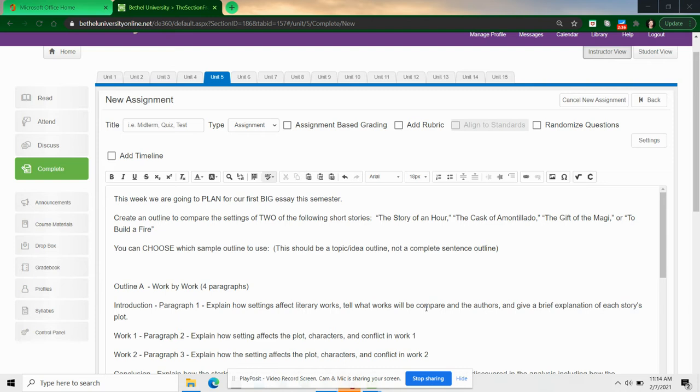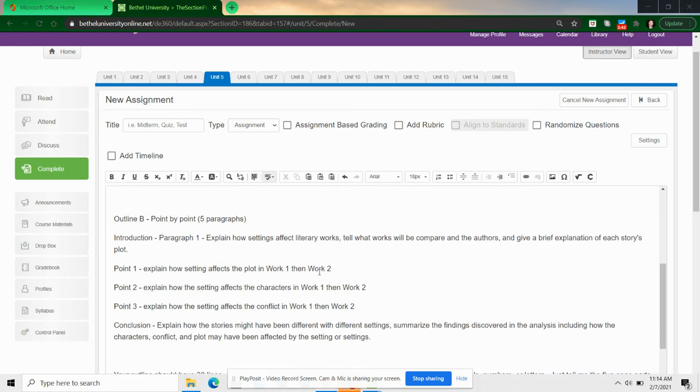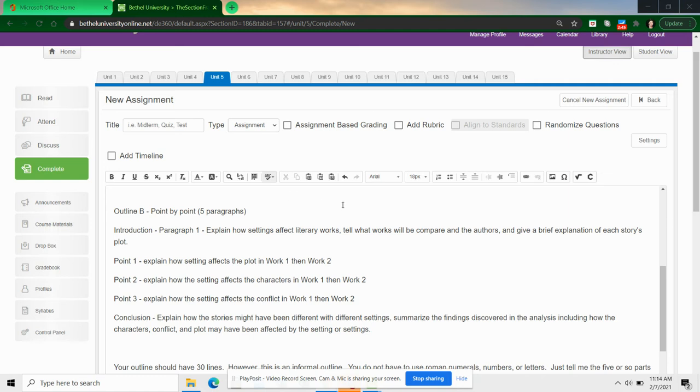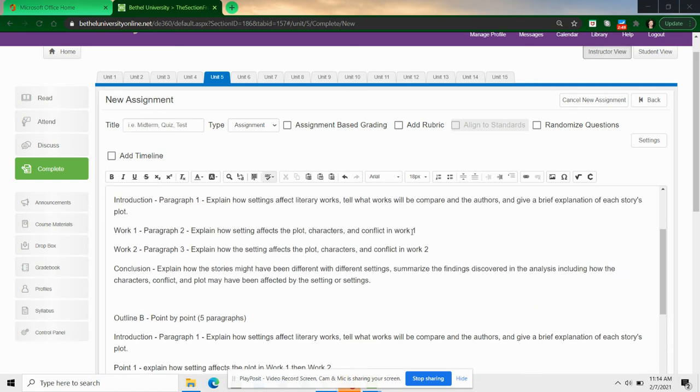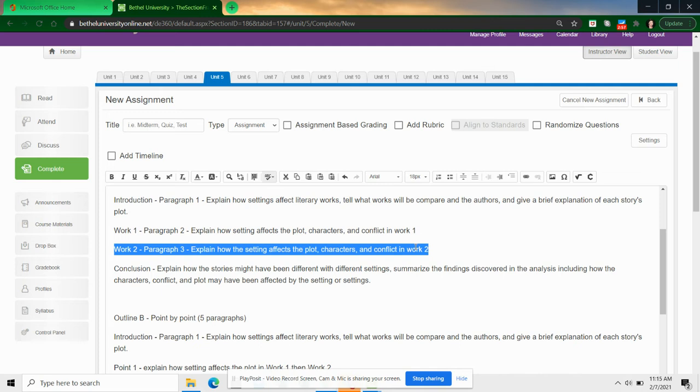So you're going to choose which sample outline to use. One of them uses 4 paragraphs, this one, and then one of them uses 5 paragraphs. And really, it's just a matter of choice. If you want to focus on, say, The Gift of the Magi in paragraph 2, which is your body paragraph 1, and then just focus on To Build a Fire in paragraph 3, then you can do that.